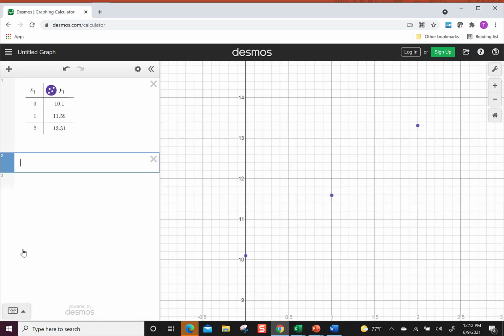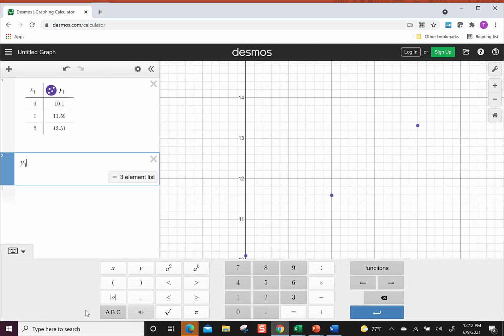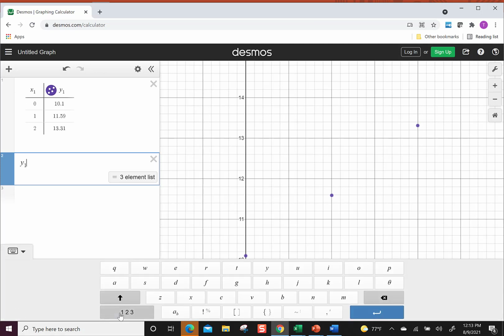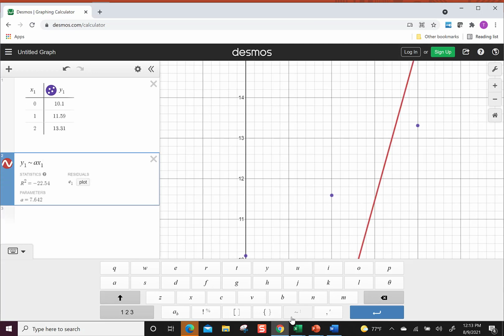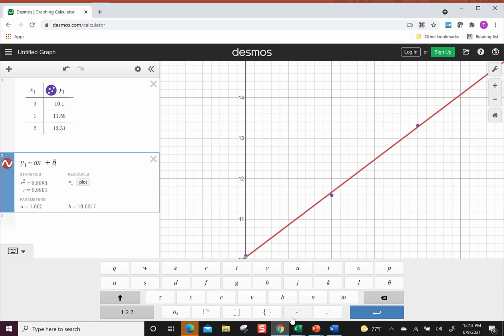To graph the line, I'm going to type y1. It automatically does the subscript. I don't have to do anything with it. I'm going to open the keyboard, go to the alphabet, and along the bottom line, there's the squiggle for approximation, and I want to click that. I'm going to type a x1. Notice again, I didn't have to hit any other keys. It does the subscript. And then I say plus b. What I'm telling Desmos is that I want it to make a line, and that's what the a and the b do. a becomes the slope, b becomes the y-intercept.